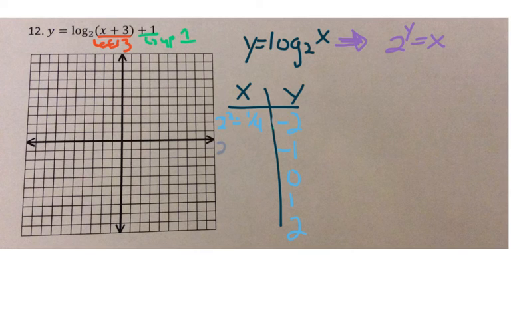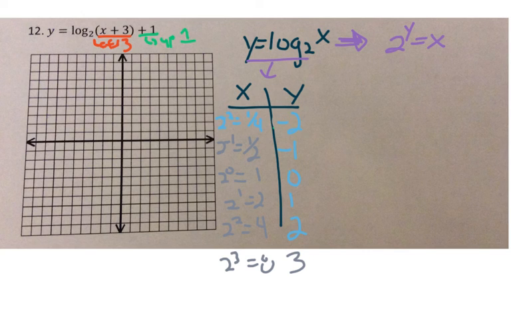Then we'll have 2 to the -1, which is 1/2. 2 to the 0, which is 1. 2 to the first is 2. 2 squared is 4. I could even do another point if I wanted. 2 cubed is 8. So these are the points for this function.